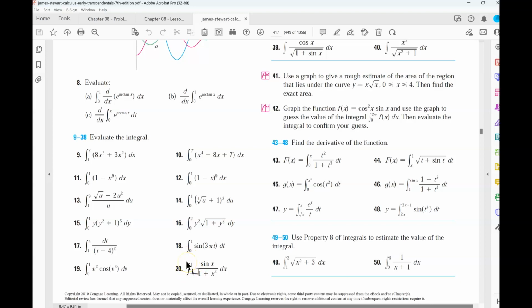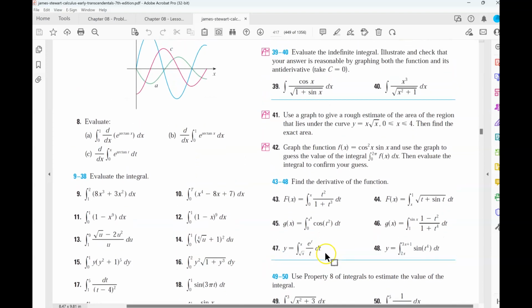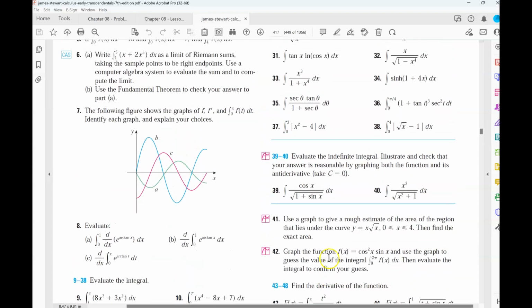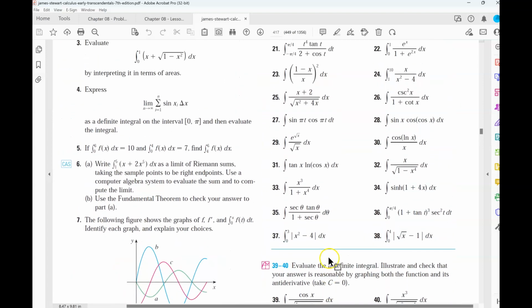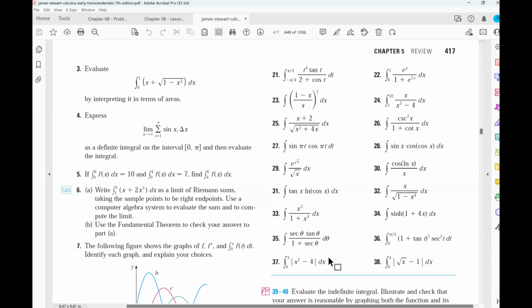Oh. This is an odd function. Its integral is 0. Again, you can tell because sine is odd, over 1, which is even, x squared, which is even. So it's an odd over an even, which is an odd function. Okay? 21 is 0. Correct. That's 0. It's an odd function.